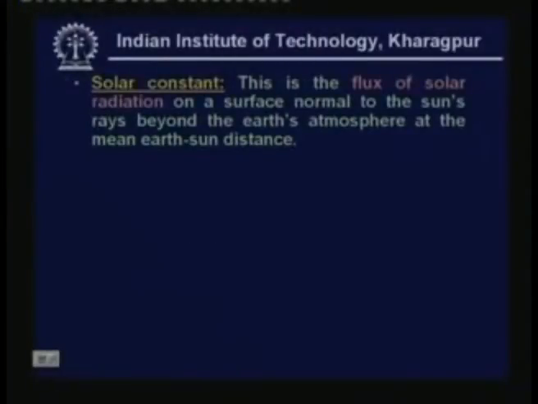Now, let me define what is known as a solar constant. A solar constant is the flux of solar radiation on a surface normal to the sun's rays beyond the earth's atmosphere at the mean earth sun distance. It is important to understand this definition. It is nothing but the solar radiation per unit surface which is kept normal to the sun's rays and which is kept beyond the earth's atmosphere, and at the mean earth sun distance.